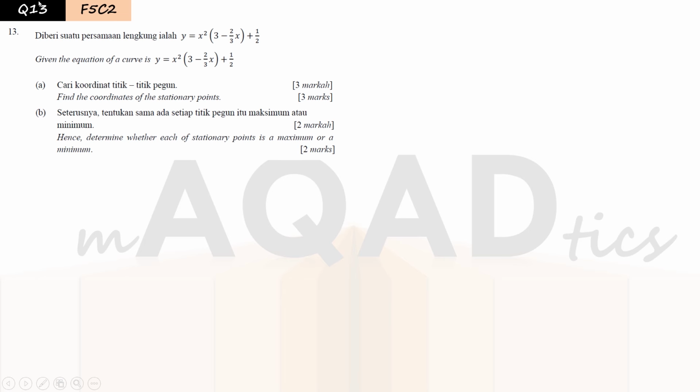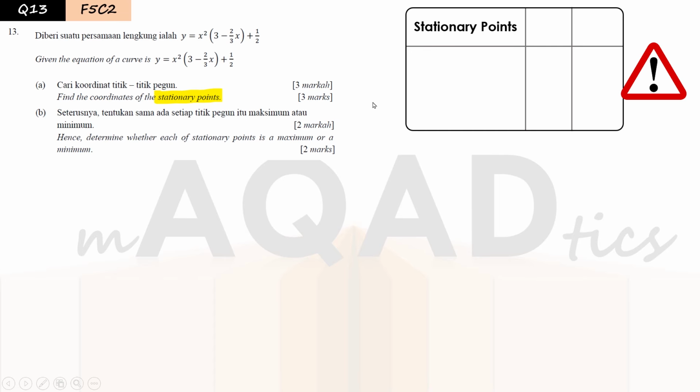Alright, moving on to the first question in section B, coming from differentiation. Here we have the curve's equation, and in part A, we need to find the coordinates of the stationary points. Let's recap what stationary points are. We have 3 types. The first one is the minimum point, the second one is the maximum point, and the third one is the inflection point.